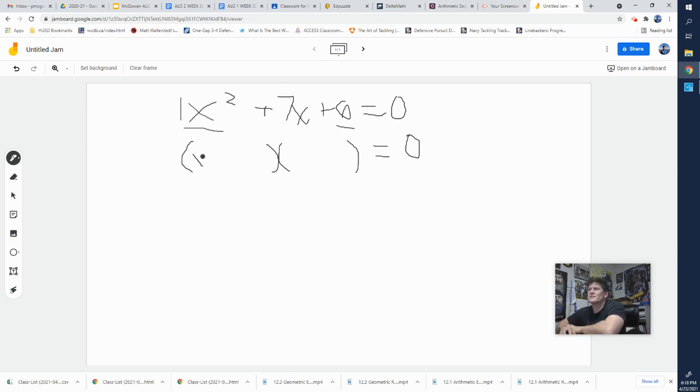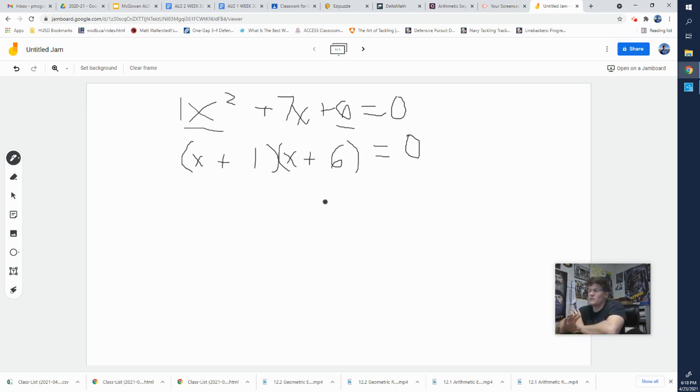So I'm going to have my x and x in the front, and then 6 becomes 2 times 3, or 1 times 6. 2 plus 3 makes 5, doesn't match, so we must need the 1 and 6. Everything's positive, so let's keep everything positive. I got x plus 1 and x plus 6.